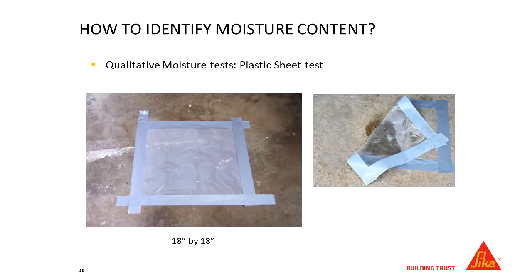This is just a quick example of a qualitative test, the plastic sheet test. You take a piece of plastic, you tape it down over top of the concrete, you come back a day or two later and you check underneath that plastic sheet. If you have a big giant wet spot like that or a lot of condensation on the underneath of that plastic sheet, that's a good flag that you may want to do some further moisture testing here because you have a slab that's still off-gassing.